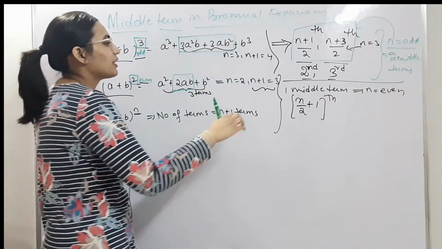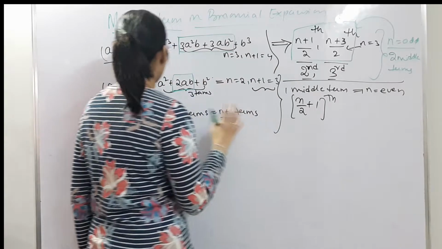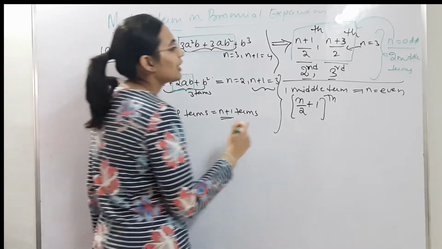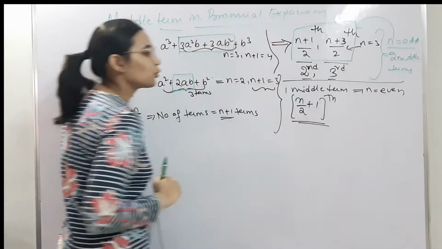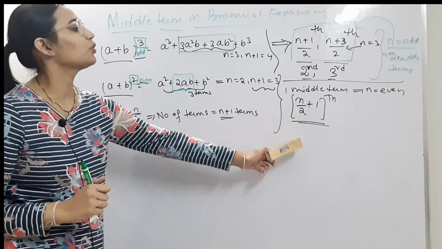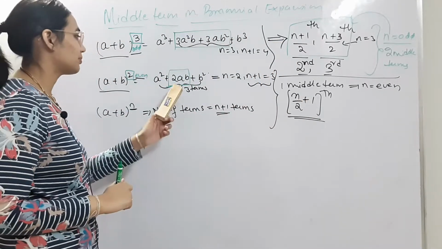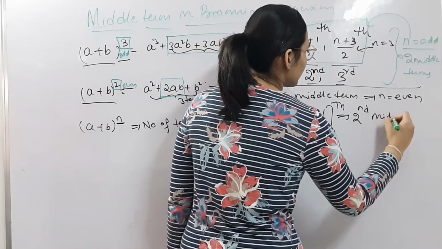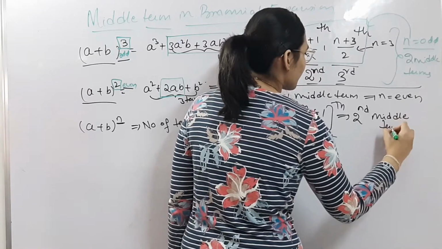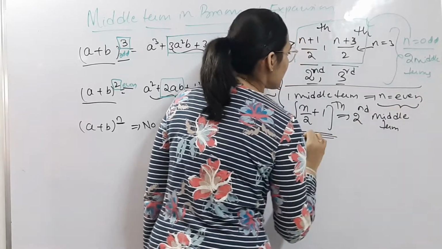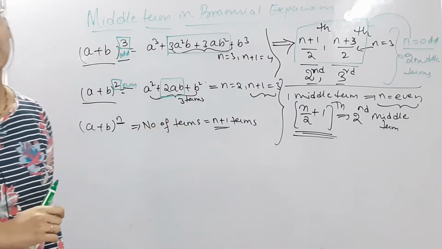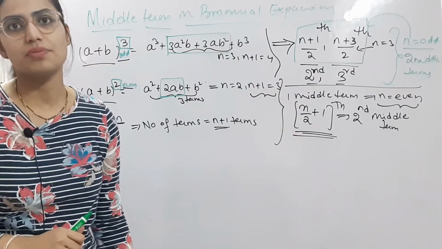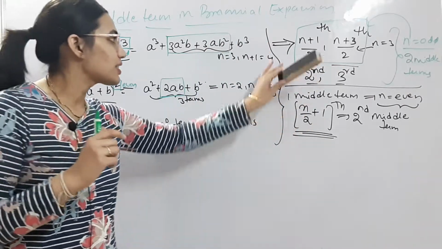Yes. The middle term of the binomial expansion (a plus b) to the power of n, where n is even, can be represented as the n by 2 plus 1th term, and in this case 2 by 2 plus 1. That is the second term in this expansion, the middle term whenever n is even. So this is the basic concept that you need to understand, and how we have derived the middle terms as these two terms.